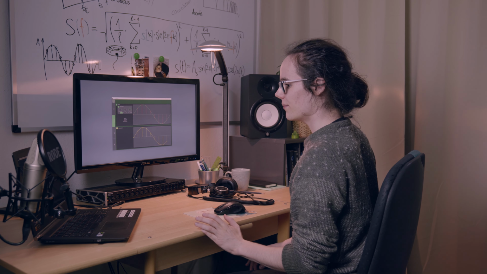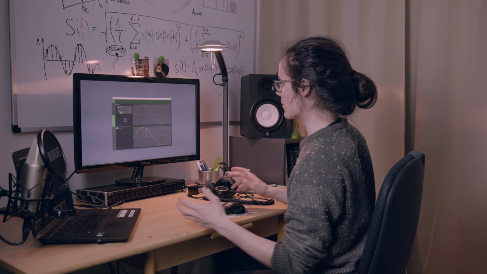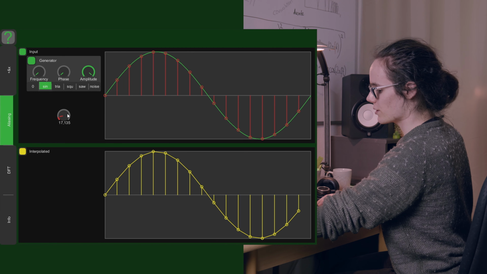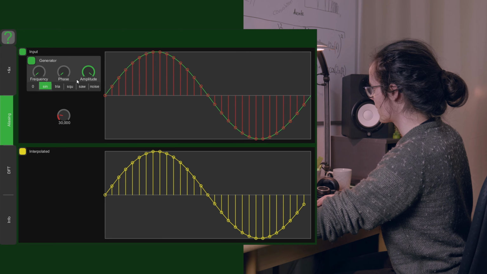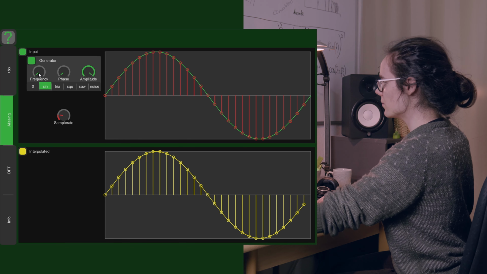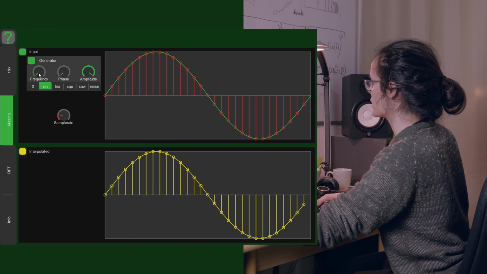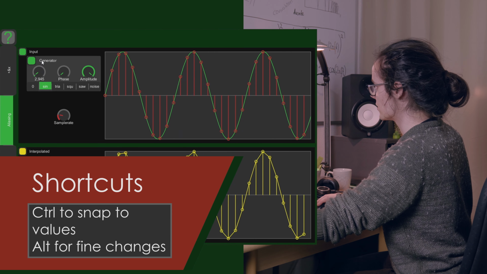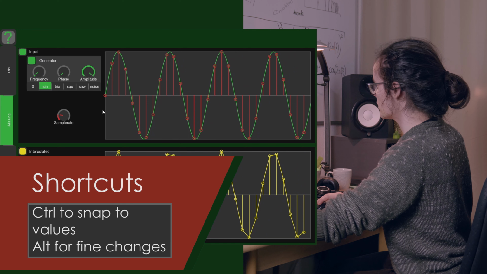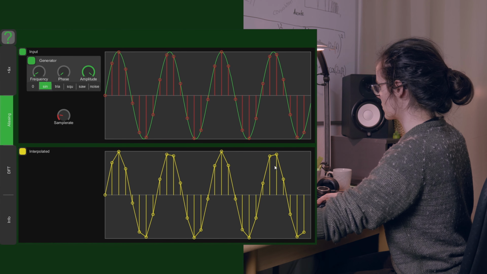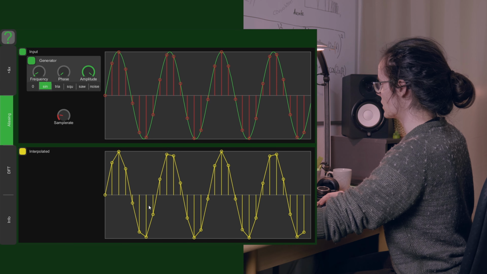Okay, so now let's experiment with this whole thing. First of all, let's set a fixed sample rate of maybe 30. So there are 30 samples right in this window. And now, let's turn up the frequency and see what happens. Let's press Alt to make fine adjustments. And you will see, well, it looks pretty good. It looks a little bit edgy, but that's alright. We can still see how the frequency looks like.